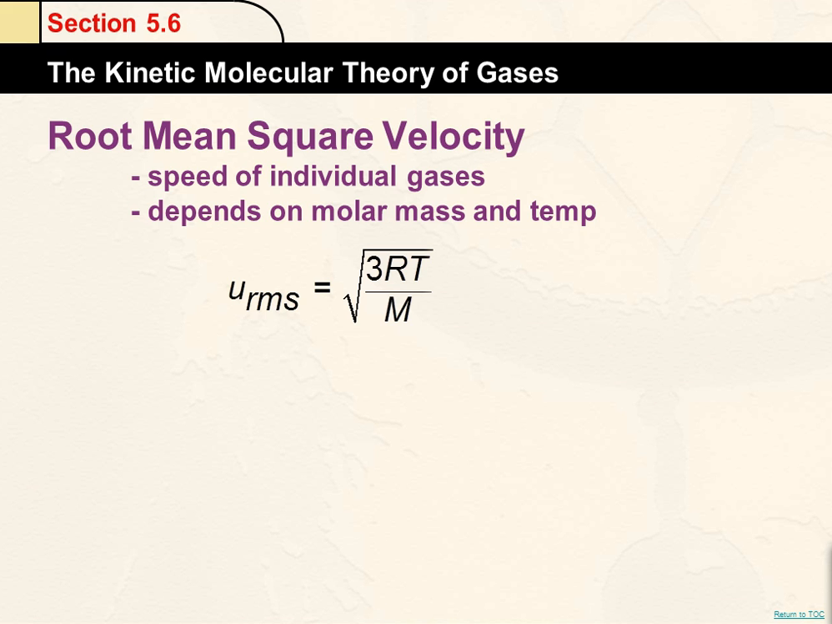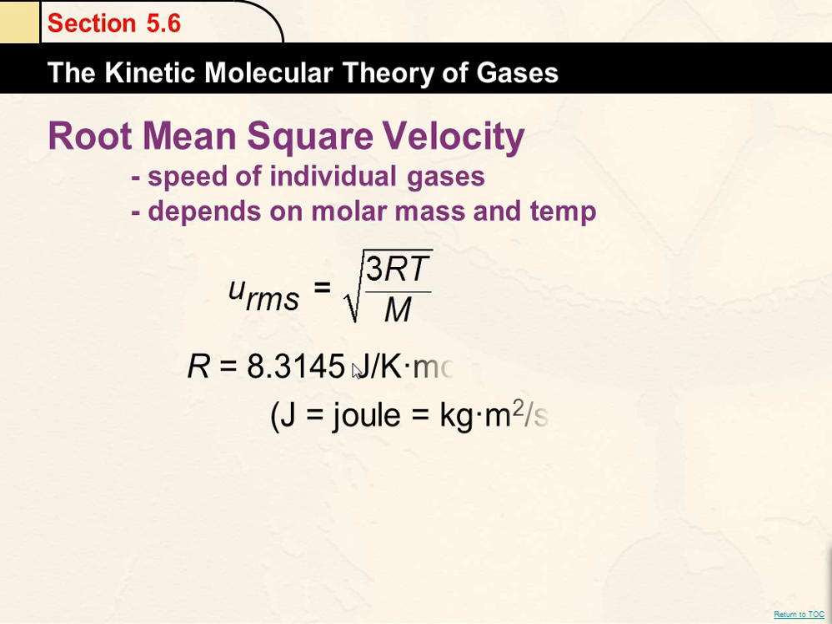So this little symbol here, this u_rms, is root mean square velocity. You'll see in the formula here that we still have the constant and we still have temperature, but now we also must take molar mass into account.